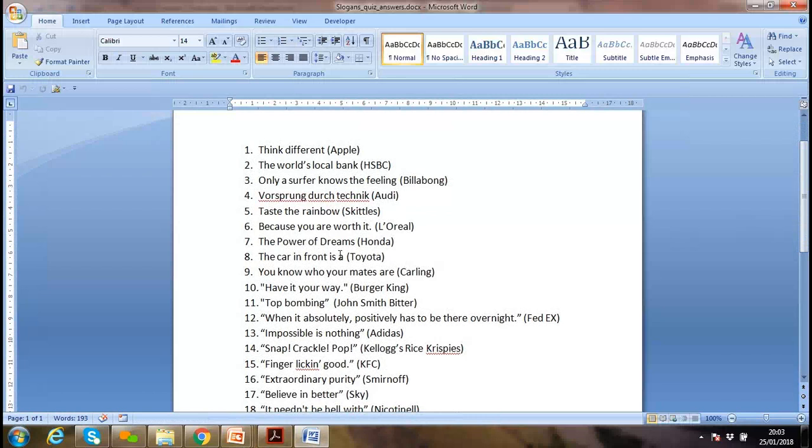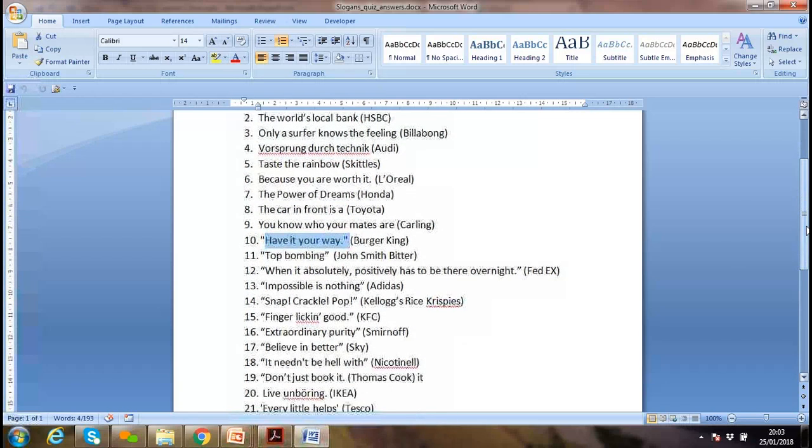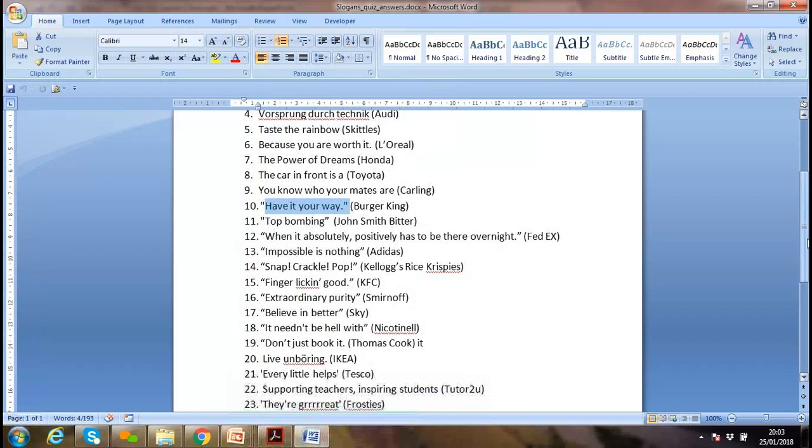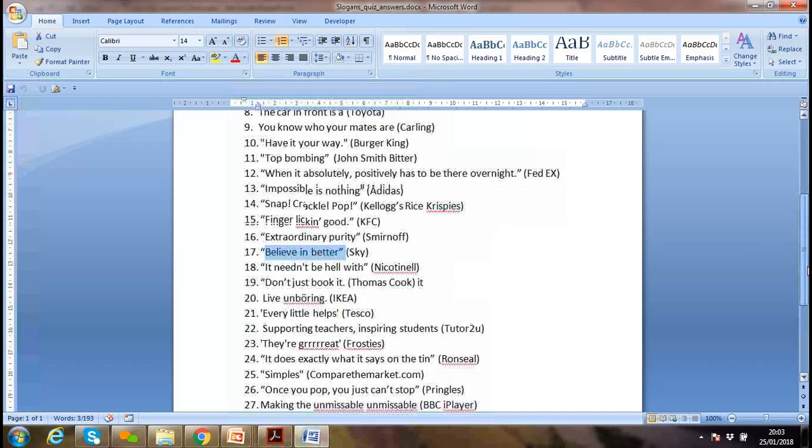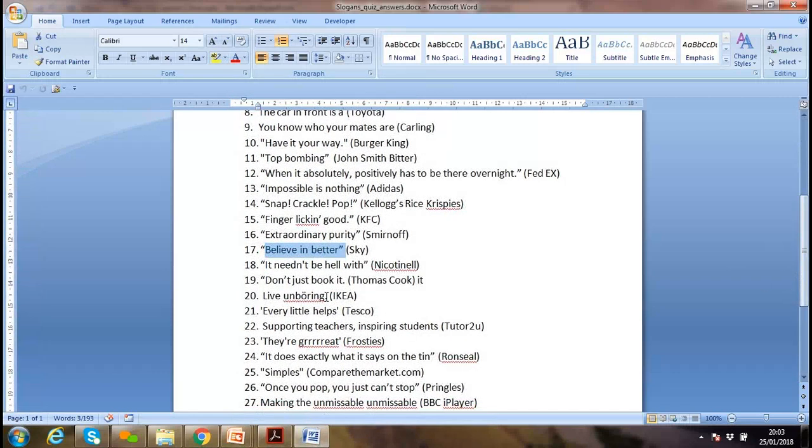So they use these slogans. Have it your way: Burger King. Yes, always. We have a company called Sky: Believe in Better. This is quite a powerful slogan. Living unboring: IKEA, they provide furniture. Tesco is one, I think. I'm not sure, it should be in Saudi Arabia as well.